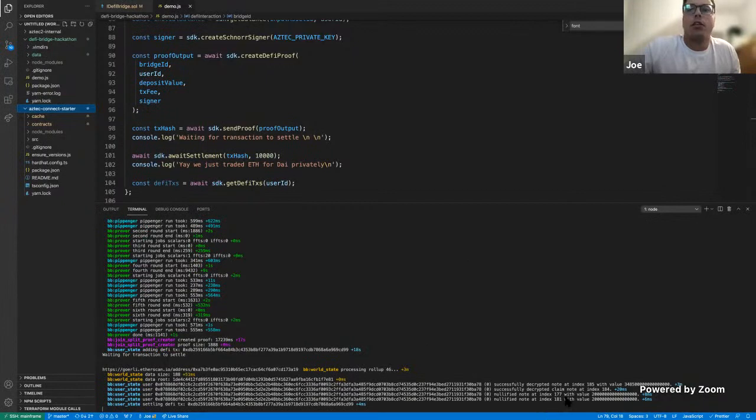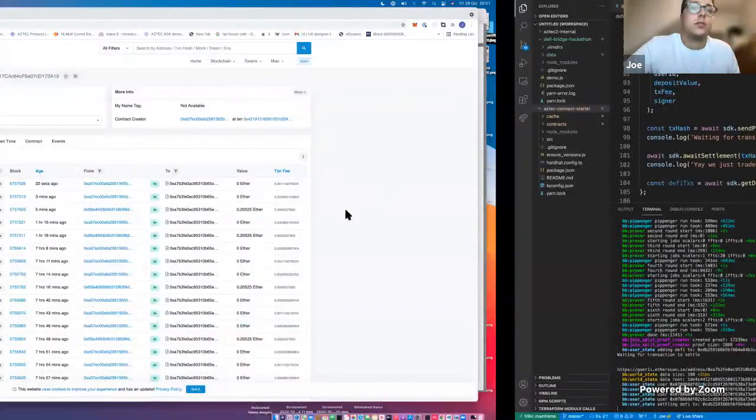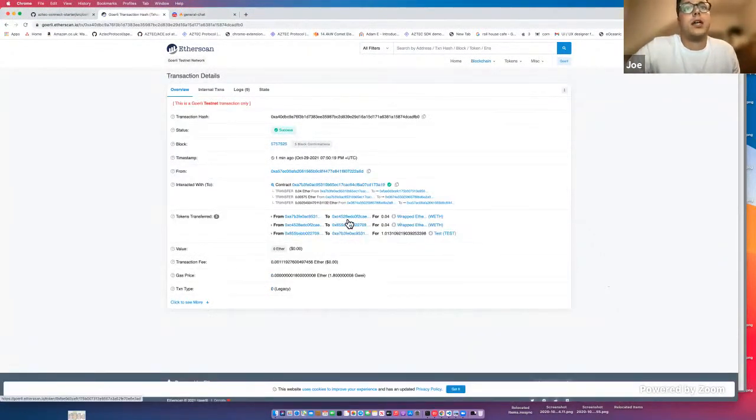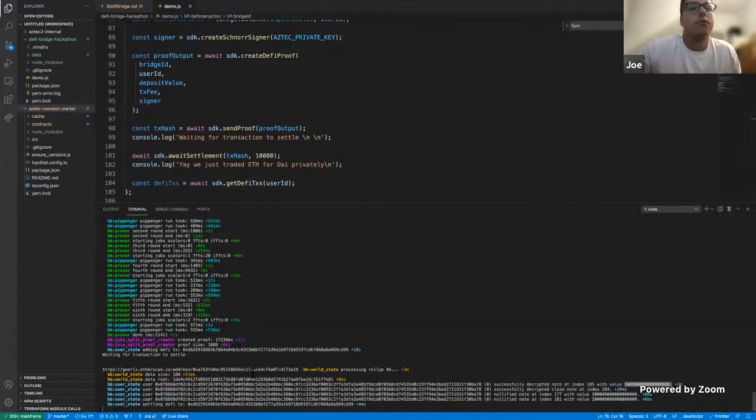Great. You can see here that the first part of the process just completed. So these are the notes that give me my claim on the output. And in the second, these will be updated again. So here's the latest one that swaps 0.04 ETH, sorry, for test tokens. And then there'll be a final rollup after this, which actually gives the user their encrypted DAI.